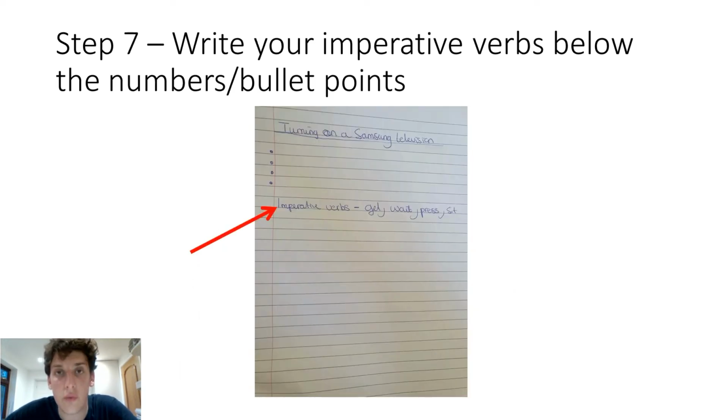So step 7 is to write your imperative verbs below the numbers or bullet points. As I said before, I had 4 steps, so I needed to have 4 imperative verbs. The ones I've decided to use are get, wait, press, and sit, and I've written these underneath my bullet points. If you have numbers, you'll write it underneath your numbers. So please pause the video, complete this task, and when you're ready to move on to step 8, please press play.